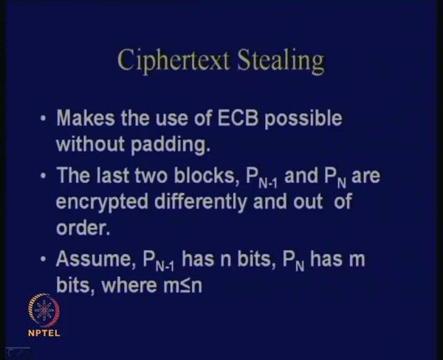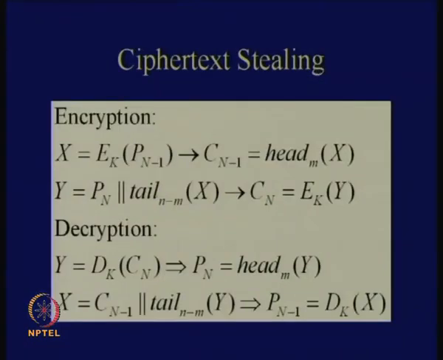So how do you encrypt in such a fashion that the ciphertext is also an n bit block, also has the same number of bits? What is the total number of bits? m plus n. Therefore I do not like to increase the number of bits. So the solution works as follows.